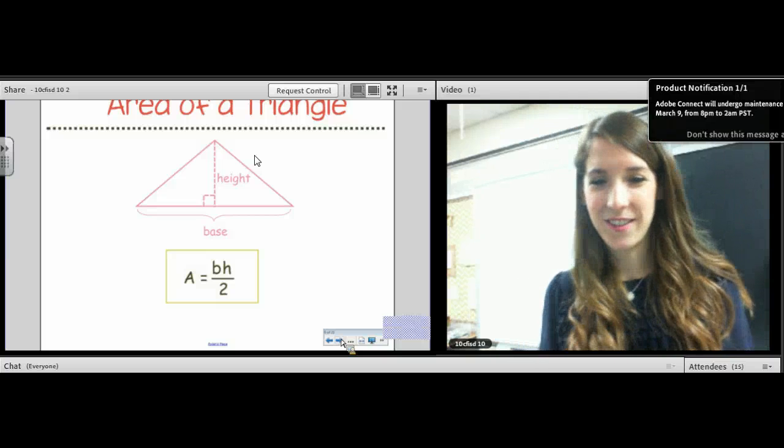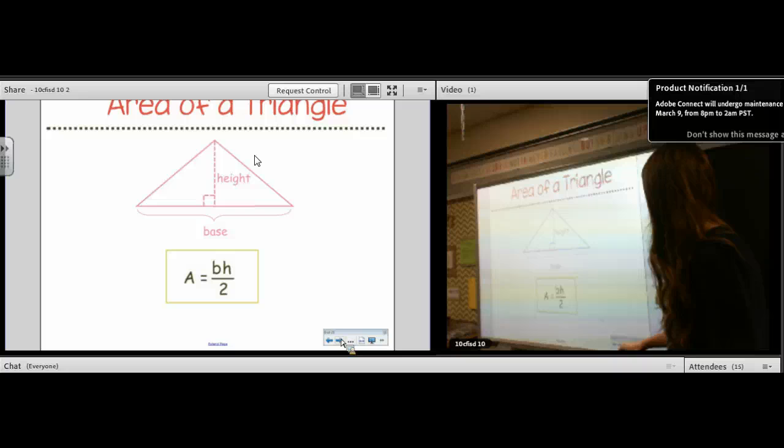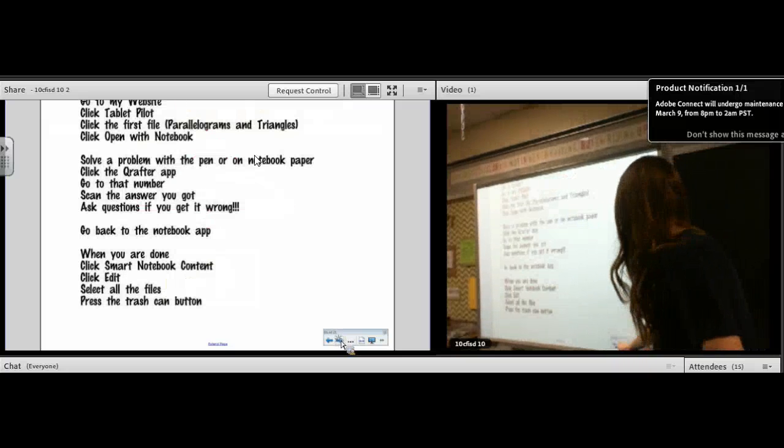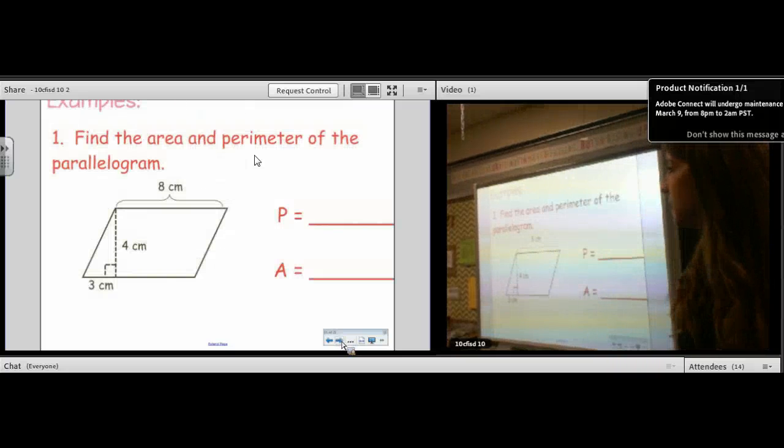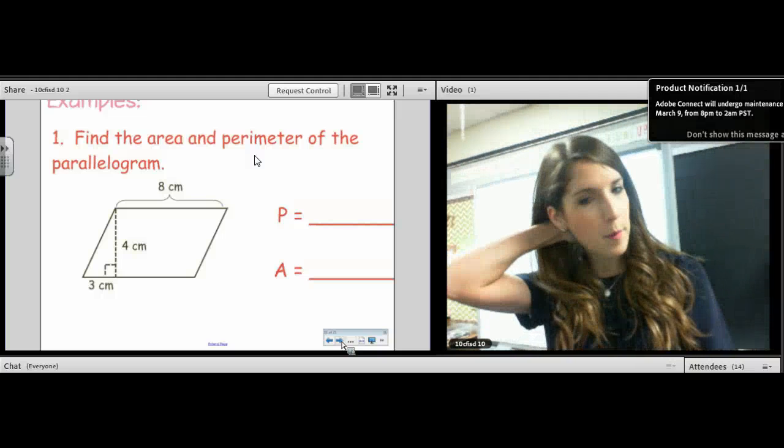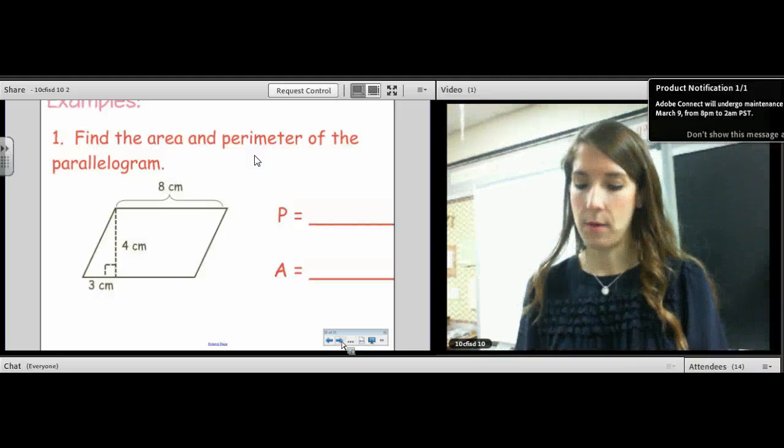Good, Yeji. Cool. Because y'all just took the Math CVA. Okay. Oops, not doing that. So let's get right into some examples. Find the area and perimeter of the parallelogram. I will call on you.